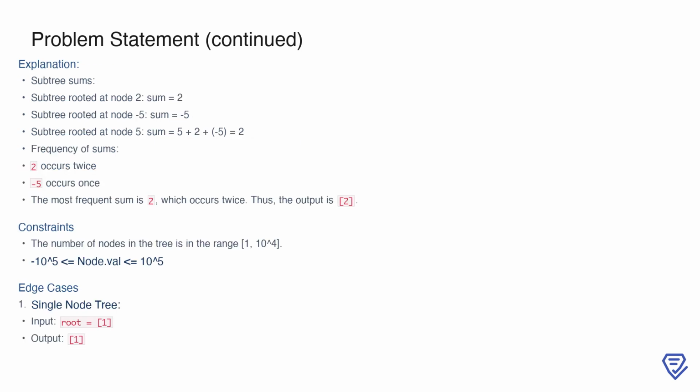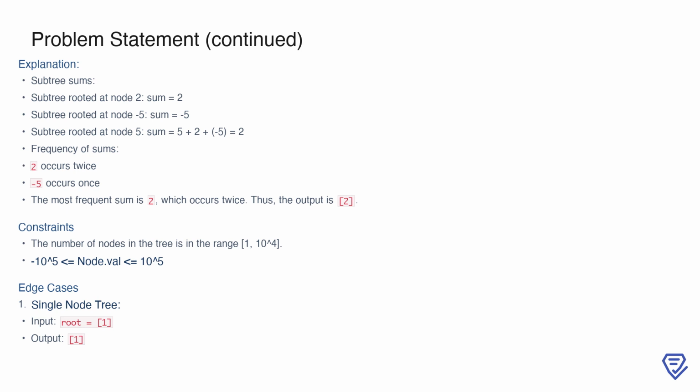Here's another example to further clarify. Imagine a binary tree represented by the input array 5, 2, -5. In this tree, the root node has a value of 5, with child nodes 2 on the left and -5 on the right. For the subtree rooted at node 2, the sum is just 2. For the subtree rooted at node -5, the sum is -5. For the root node, the subtree sum is 5 plus 2 plus -5, which simplifies to 2.